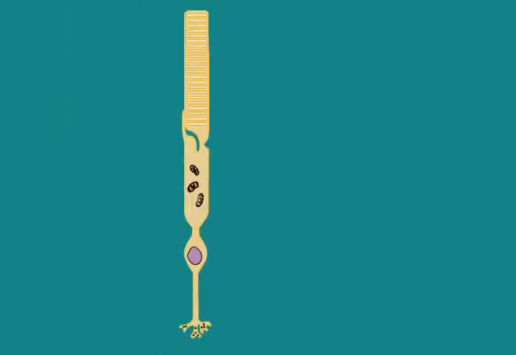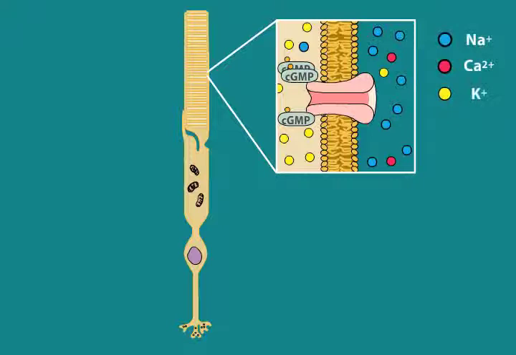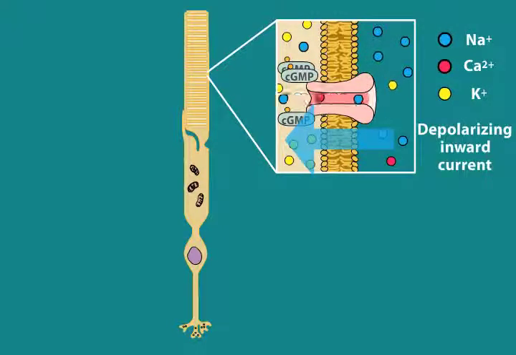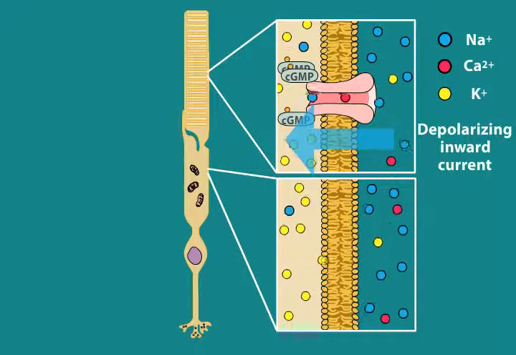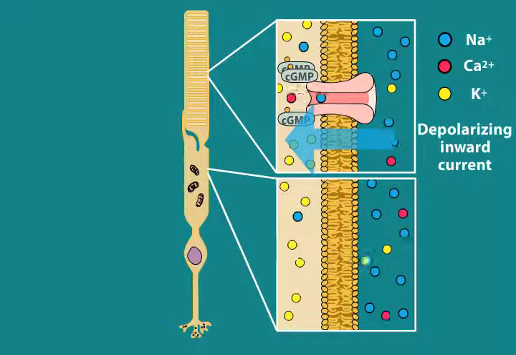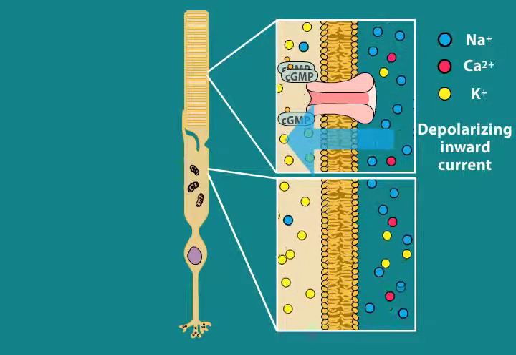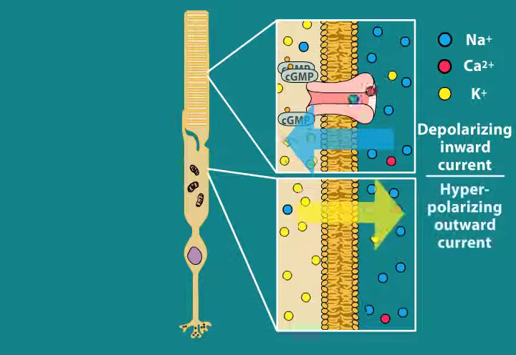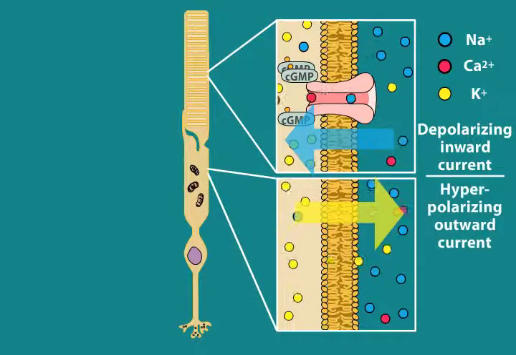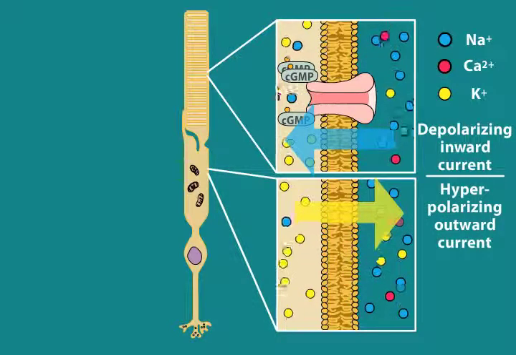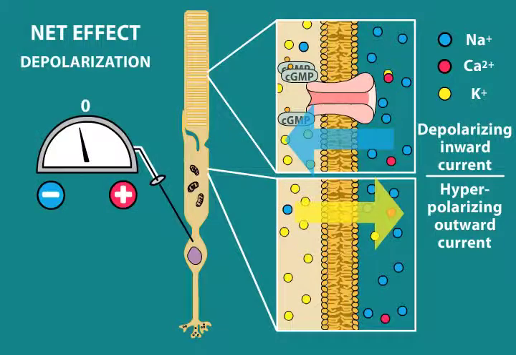Let's compare the action of the ion channels in the light and in the dark. In the dark, the ion channels are open. The influx of the positively charged sodium and calcium ions has a depolarizing effect on the cell. The inward current is opposed by positively charged potassium ions flowing out through potassium channels, a hyperpolarizing influence. The combined result of these ion flows, however, is the depolarization of photoreceptors in the dark.